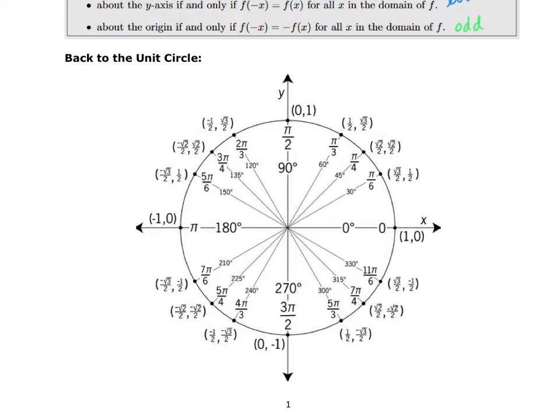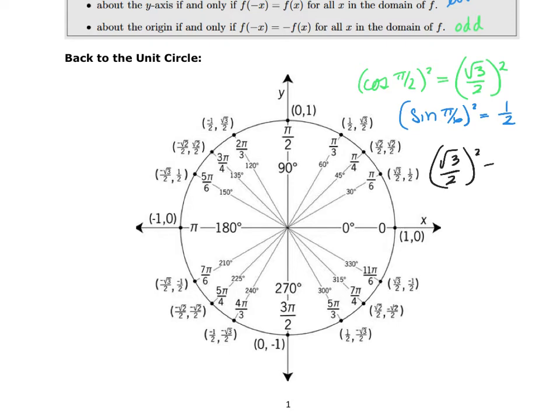Now, if I take the cosine of pi over 6 and I square that value, I'm going to get the square root of 3 over 2, the quantity squared. If I do the same thing for the sine of pi over 6 and I square that value, I get 1/2. So I get the square root of 3 over 2, the quantity squared, plus 1/2, the quantity squared. This is going to give me 3 over 4 plus 1 over 4, which gives me 1.